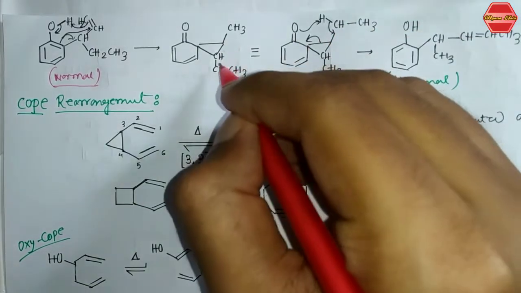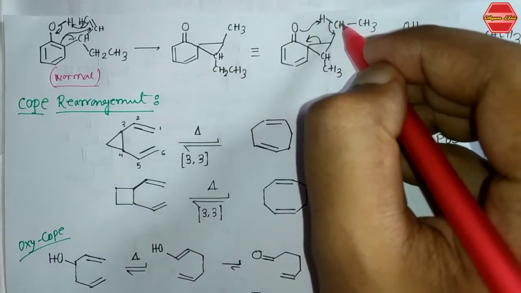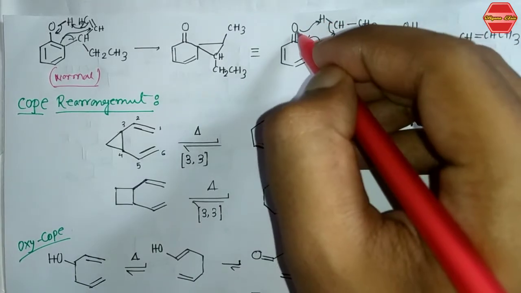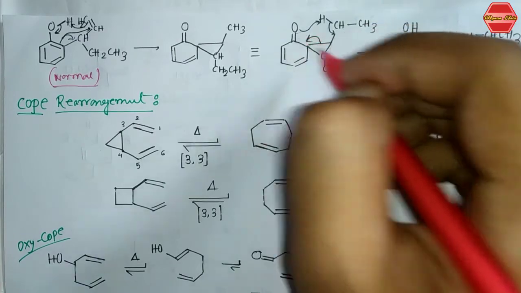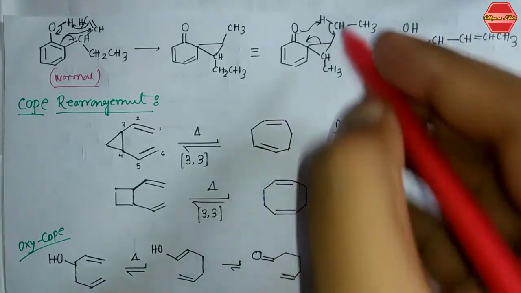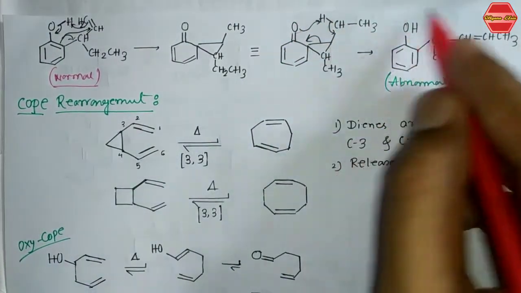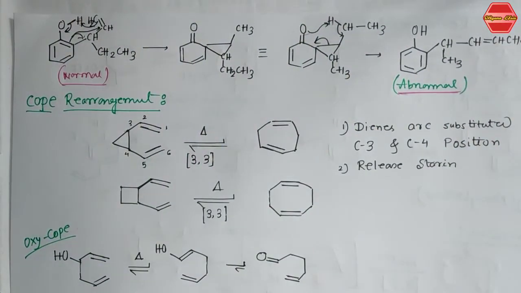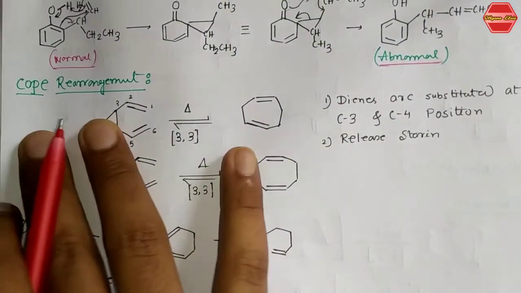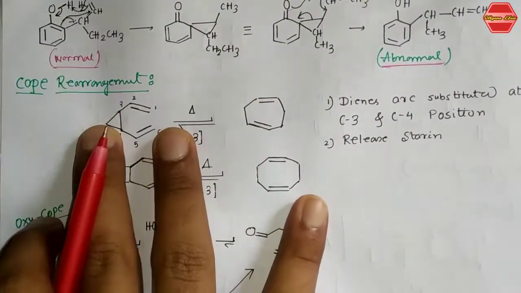Now we can write this group in the above position. So there is a CH2 and hydrogen, so this will take a proton, these bonds go here, and there is a breaking of this 3-membered ring. After the breaking of this 3-membered ring, you are getting this product. So that is your abnormal product, and that is how you can get this abnormal product from a normal product. Okay, now this is all about the Claisen rearrangement.